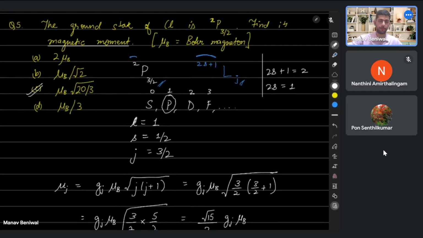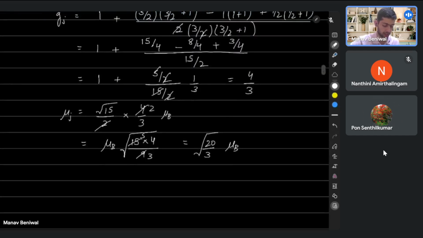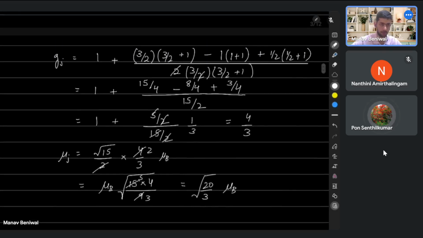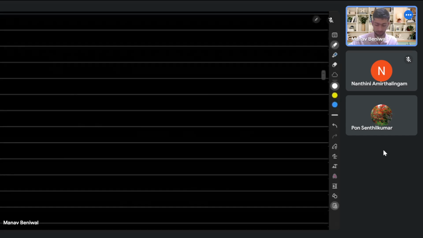I've just taken this 2 by 3 inside the under root, so I've squared it. So 2 squared is 4, 3 squared is 9, so that I can write it in this way. Okay, any doubts in this one? No doubt, sir. Okay, so no doubt. So yeah, let's solve the next one.